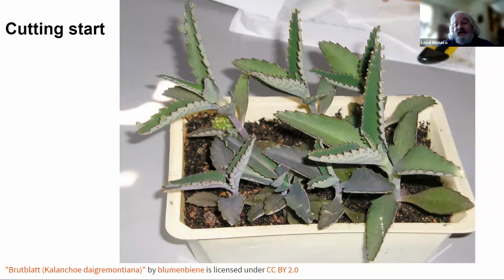And when you're starting plants, don't be afraid. It's not going to always work out, but just keep trying. It's a learning curve.